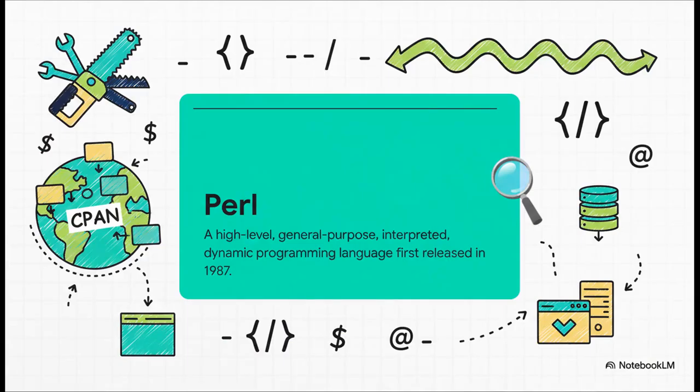Okay, so what is it officially? Well, it's a high-level, general-purpose, interpreted dynamic programming language. Whew, that's a mouthful. All that really means is it's designed for programmers to write code quickly. You can use it for almost anything, and it's super flexible. It runs without a separate, clunky compilation step.